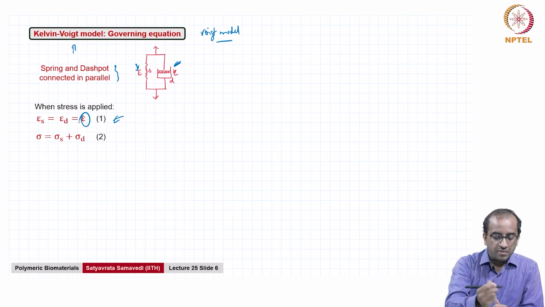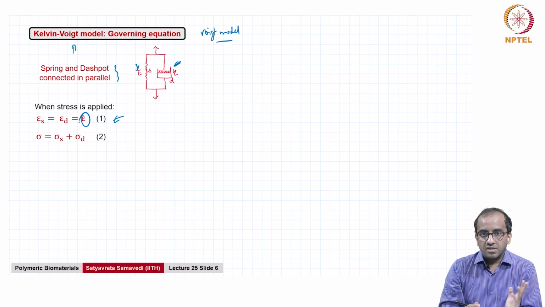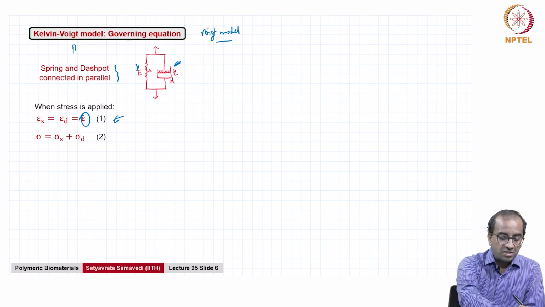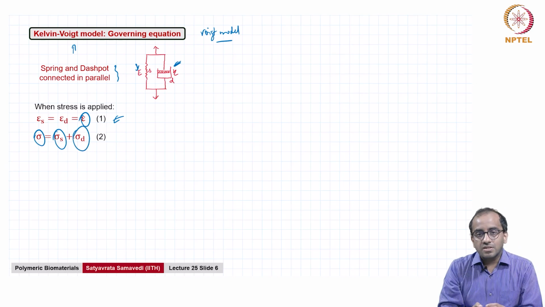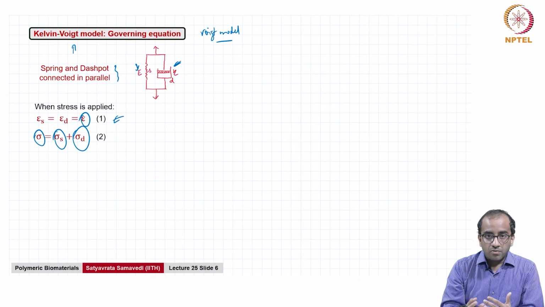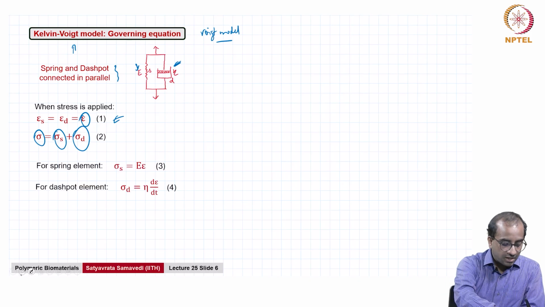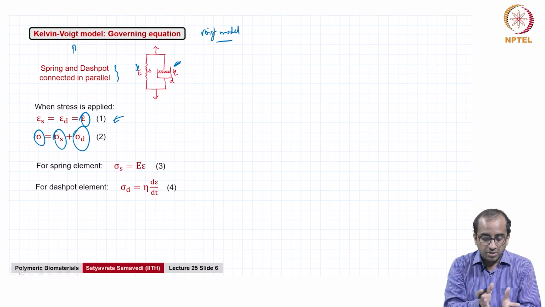Essentially, the strain epsilon is the same as the strain in the spring, and is the same as the strain in the dashpot. But the total stress is going to be the sum of the stress in the spring plus the stress in the dashpot. Now again, if you look at the individual elements, here is how to think about them.